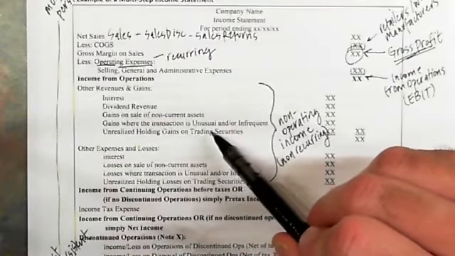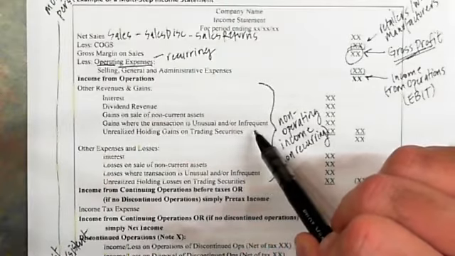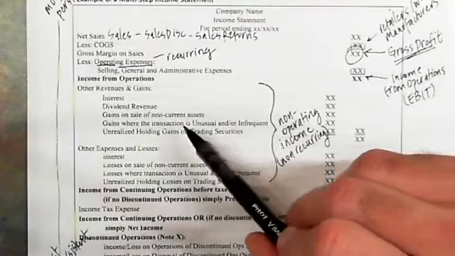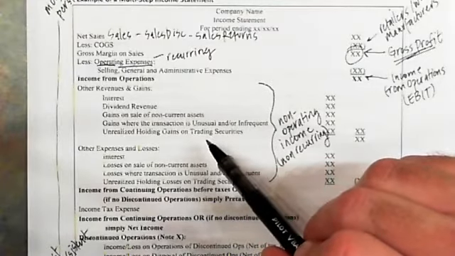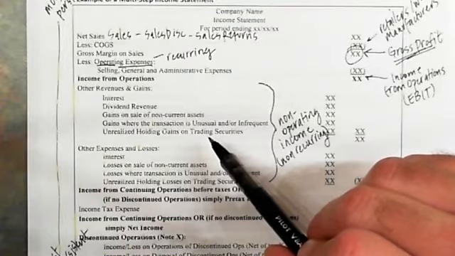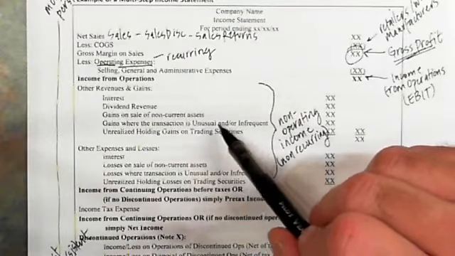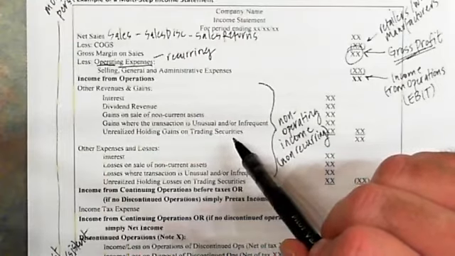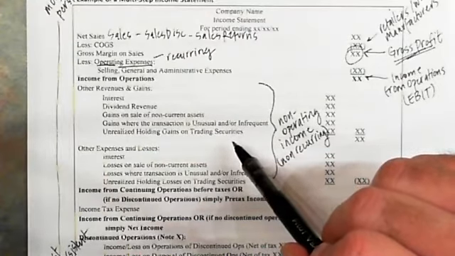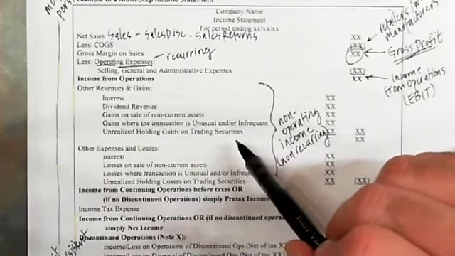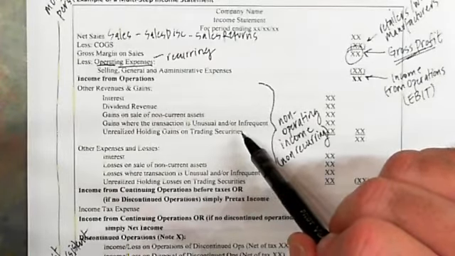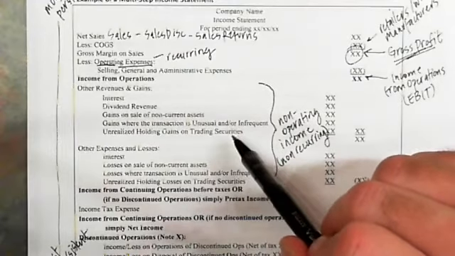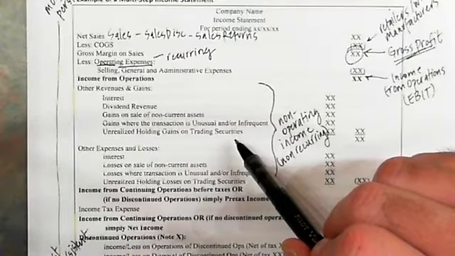Gains where the transaction is unusual and or infrequent, okay? So maybe there was a, oh goodness, gains are a little bit harder to really encapsulate in this instance. But suppose that there was a gain when the company decided to redeem some of their bonds, and that's not something that companies do a whole lot. And so that would be an unusual or infrequent gain.